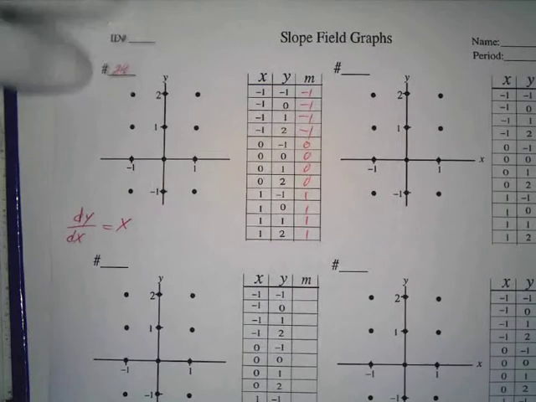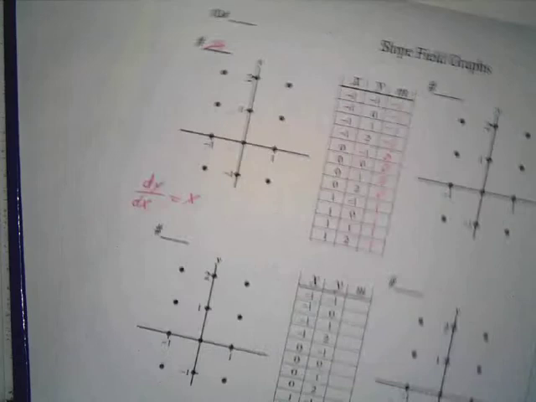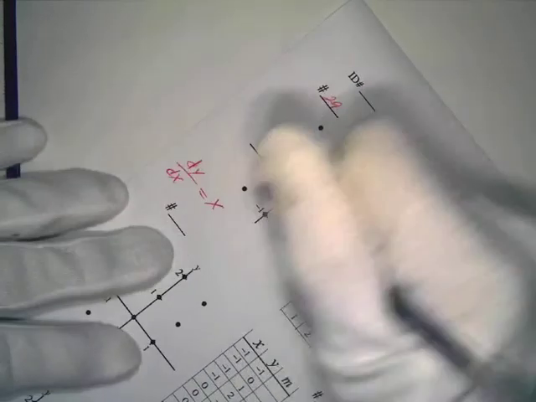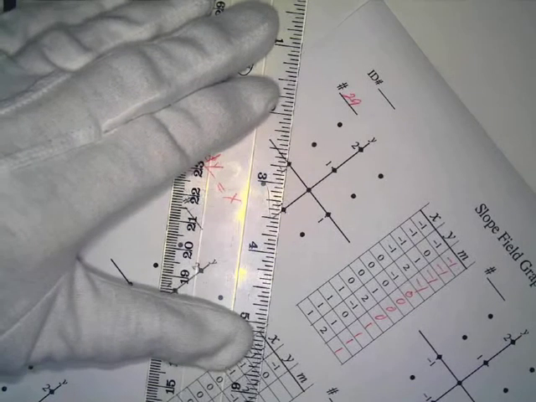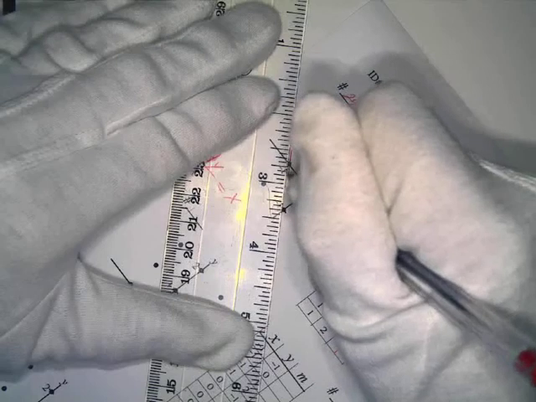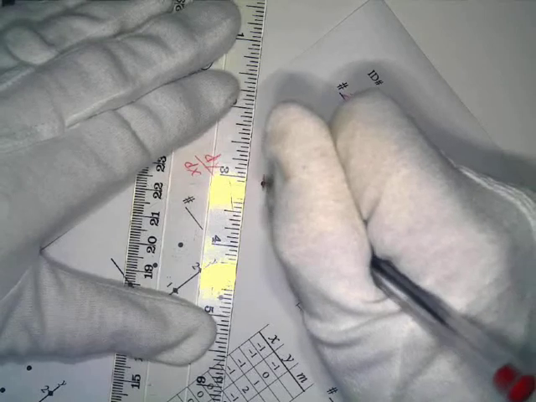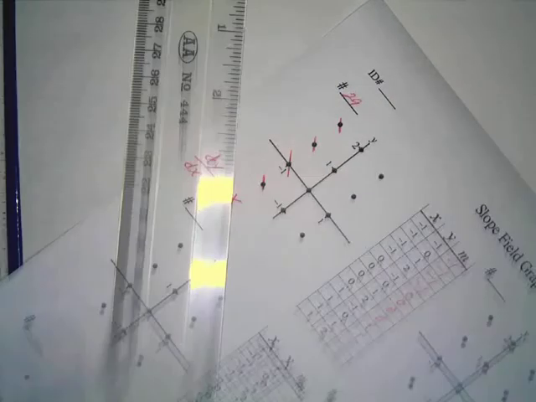So when x is -1, my slope is -1. So that's going to be the diagonal now. I could use a ruler, but let's just do one anyway with the ruler here. And then they're all going to be the same, I hope, along this line. So try to make them all parallel. Okay.